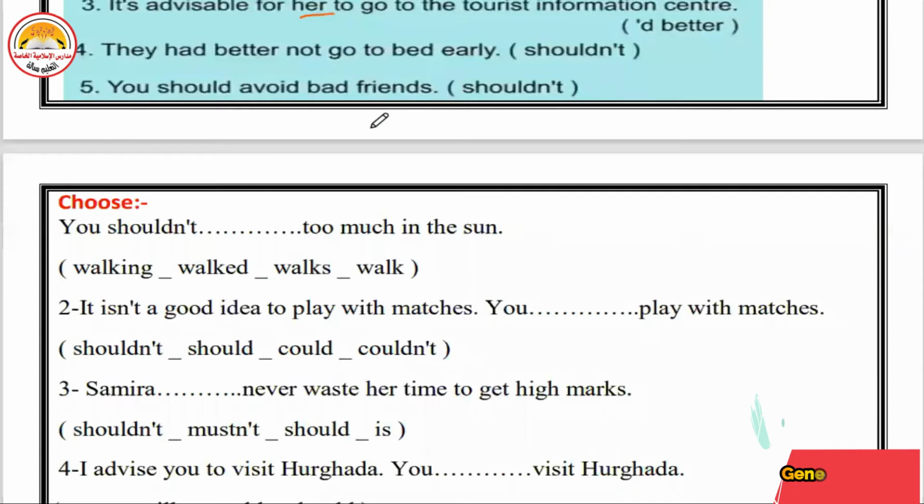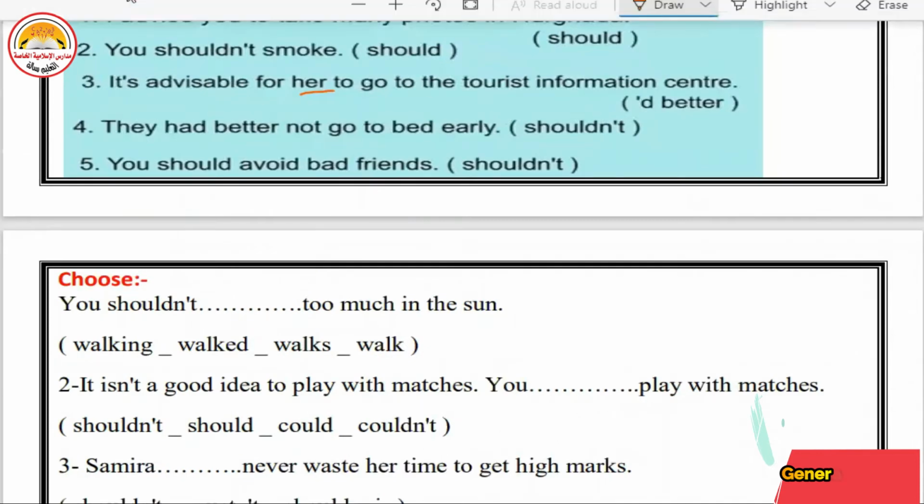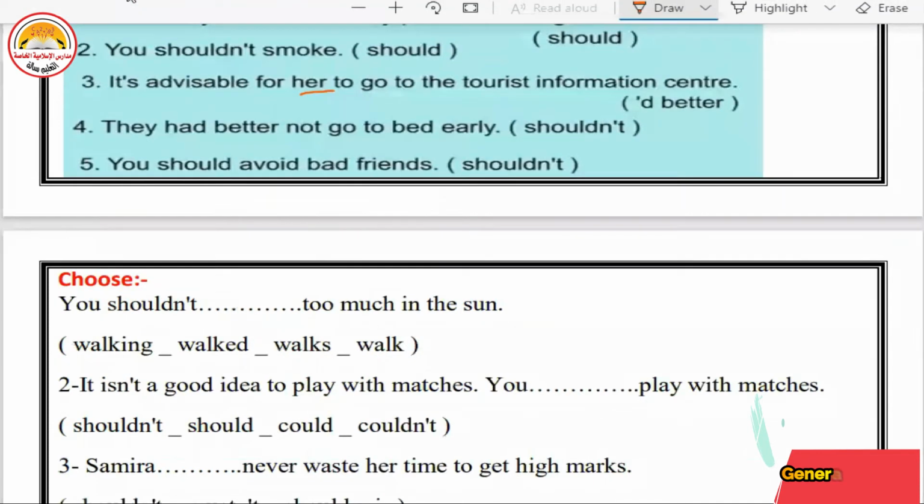You should avoid bad friends. You shouldn't make bad friends. We stop at the fifth sentence. You should avoid bad friends. Use shouldn't.